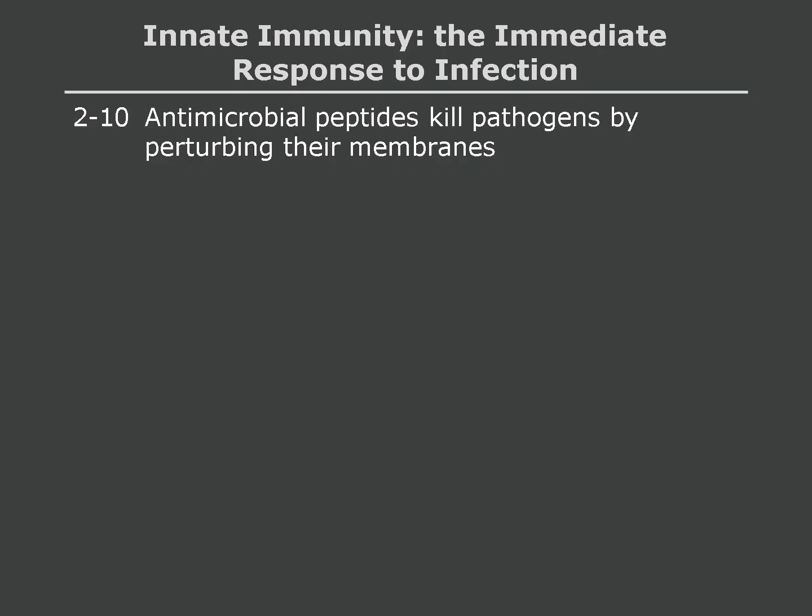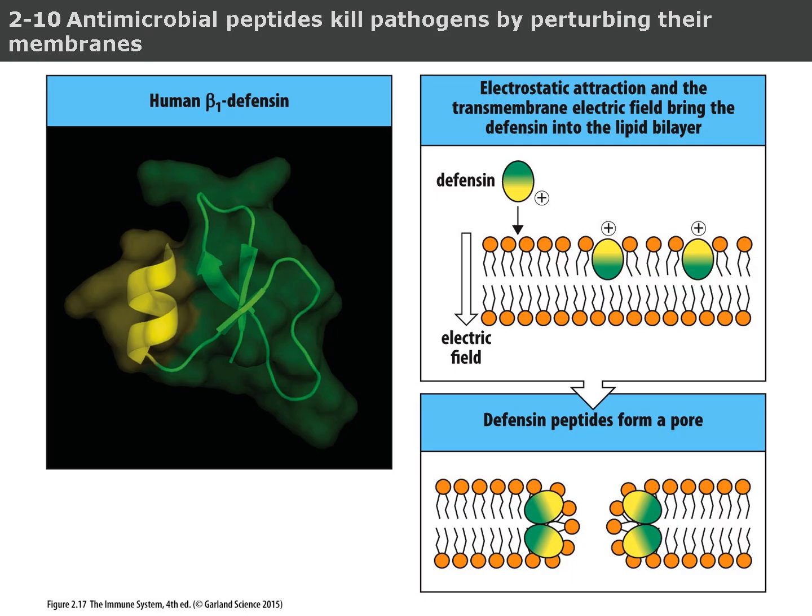Antimicrobial peptides kill pathogens by perturbing their membranes. This figure shows how antimicrobial peptides, such as human beta-1 defensin, eliminate pathogens by disrupting their membranes. The image on the left reveals the structure of beta-1 defensin, a small protein that folds in a way that allows it to interact with microbial membranes.